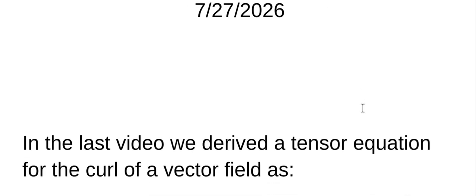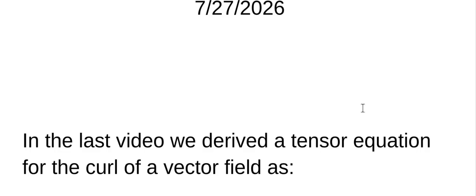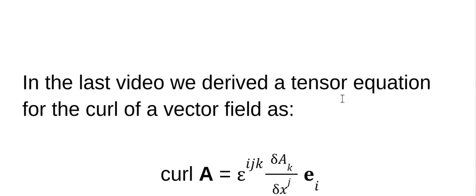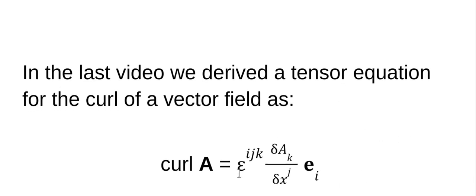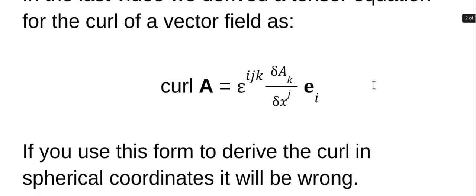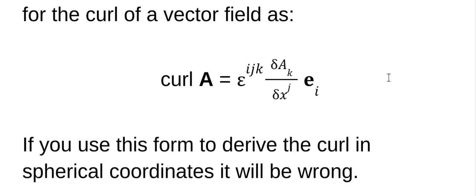Okay, in the last video, we derived a tensor equation for the curl of a vector field. It looked like this. It had the Levi-Civita, the permutation tensor. It had the partial derivative of the component with respect to a coordinate times the basis vector. Okay, if you use this form to derive the curl in spherical coordinates, you will get the wrong answer.